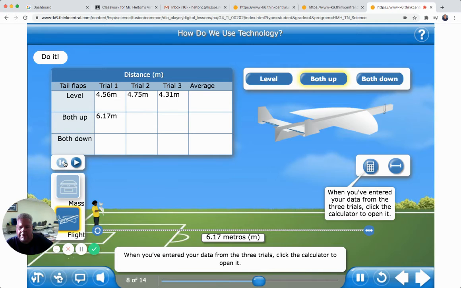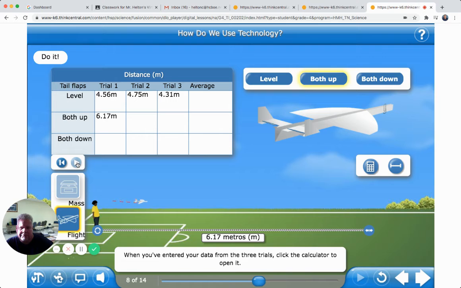Try again. When you've entered your data from the 3 trials, click the calculator to open it. Okay, we'll do that in a minute. What happened that time? It kind of went down, didn't it? We had both up. Okay, 6.22 meters. And last time with both up.